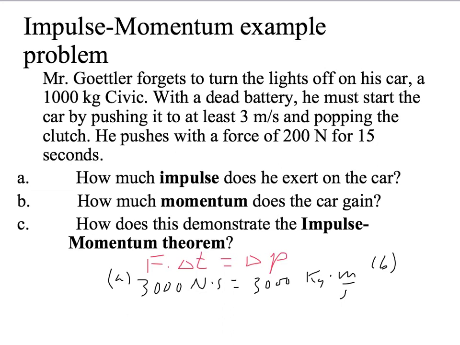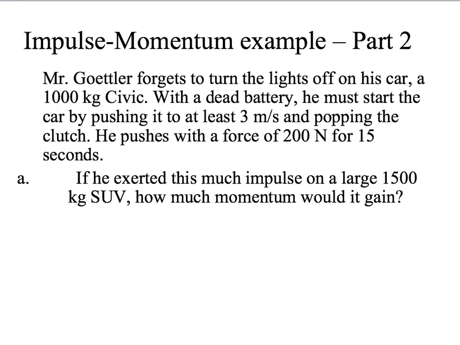Okay. So to wrap this up, I want to do another example with you. So let's apply what we just said. This is part two of our examples, and this should be a D, not an A. This is part D. If I exerted this much impulse on a large 1,500 kilogram SUV, how much momentum would it gain? So, exerted this much impulse.